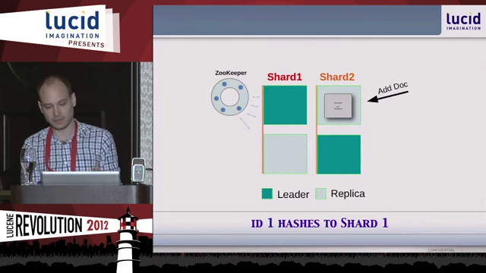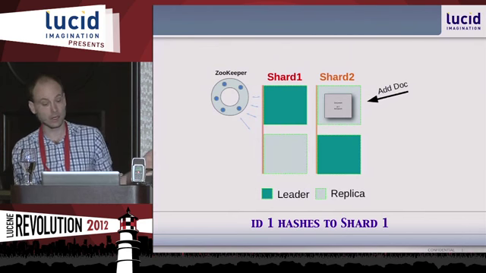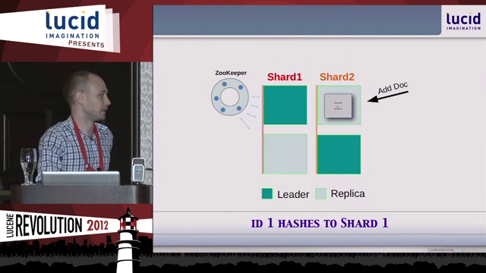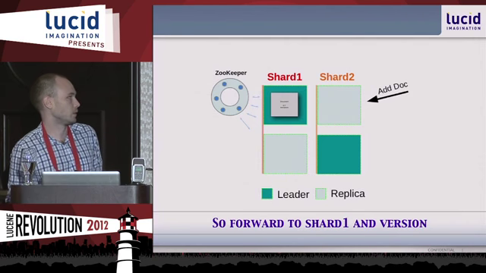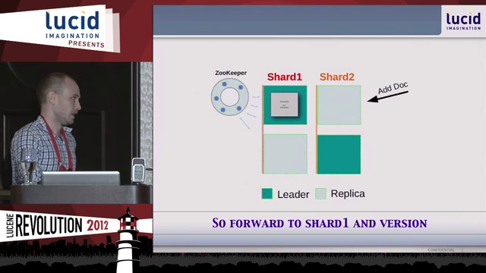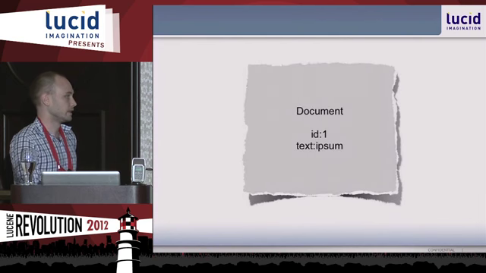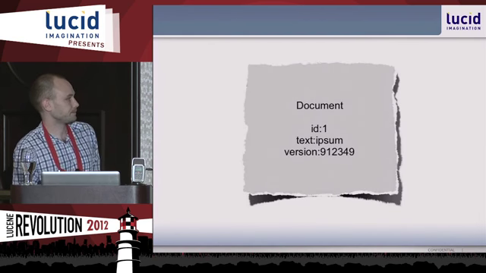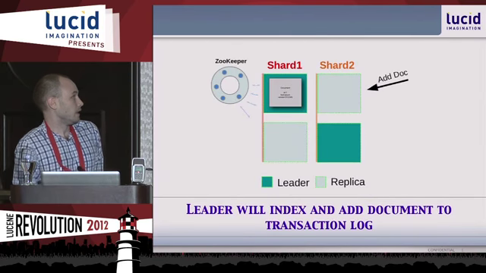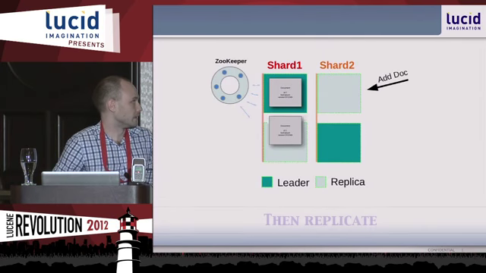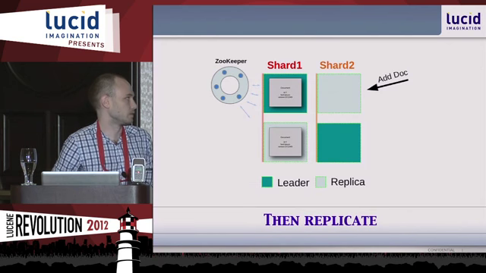This shard is going to hash it and determine where it needs to go. It needs to go to shard 1 based on the hash. I'm just making that up. So what it's going to do is forward it to shard 1. Now shard 1 is going to version the document, so we add a new version. And then once it versions the document, it's going to forward it to its replica.